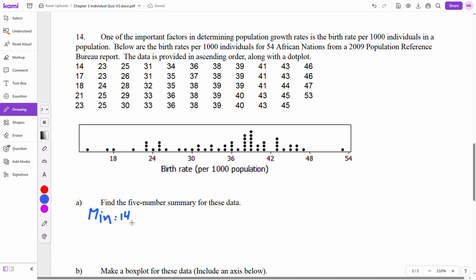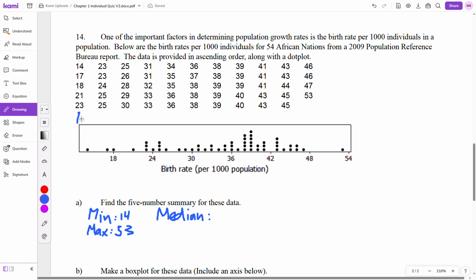And again, pause the video if you want to do this on your own. The maximum clearly is 53. That's the biggest number. The median is a little bit tougher. How many numbers are there? Well, if you count them all up, you'll see that there's 54 numbers.